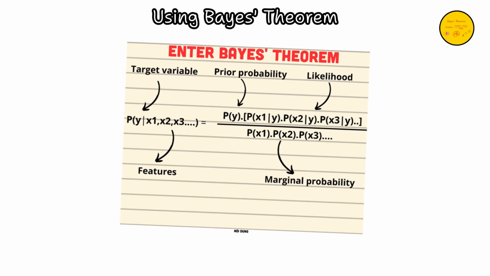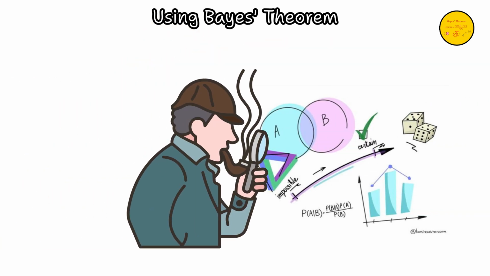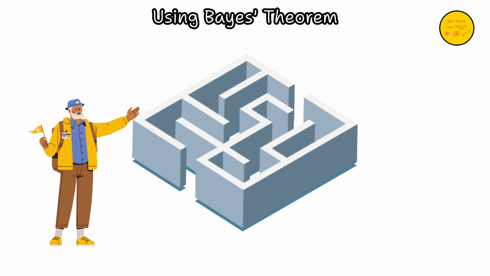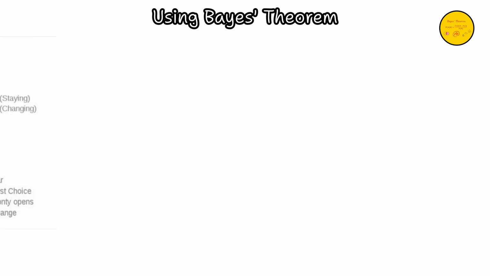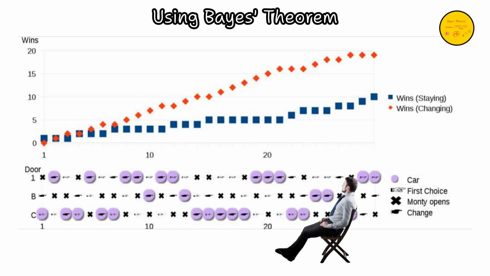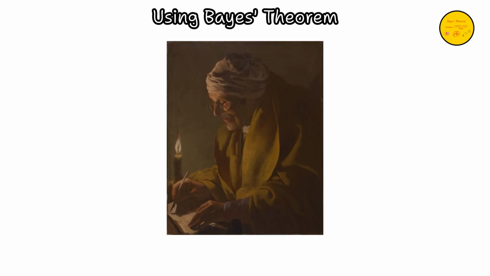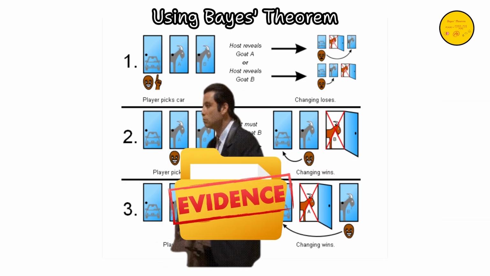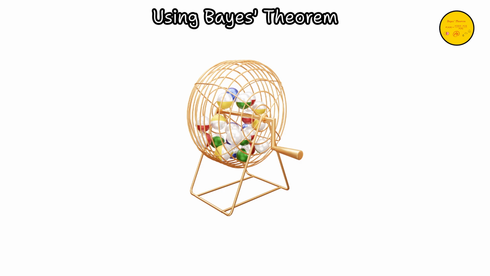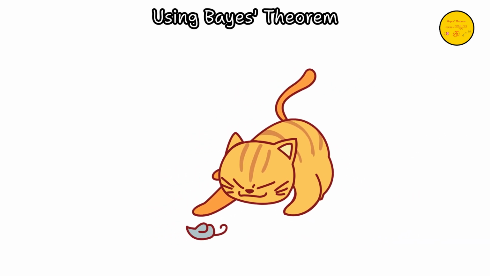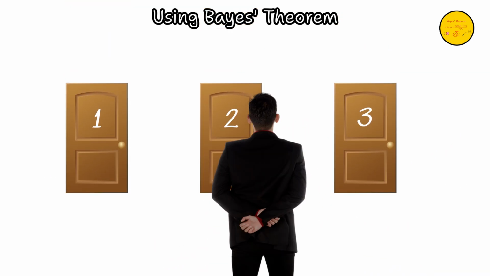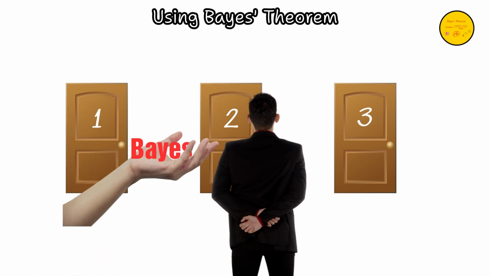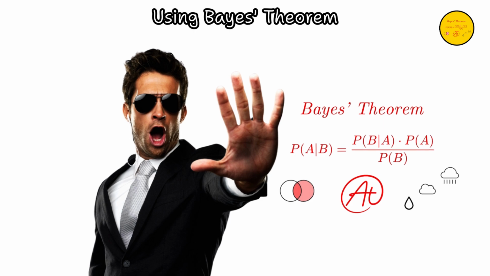Enter Bayes' theorem, the Sherlock Holmes of probability theory. It's like having a mathematical Watson guiding us through this bewildering maze. With Bayes at the helm, we can decode the Monty Hall conundrum like a seasoned cryptographer decrypting ancient scrolls. It's all about updating our bets based on the evidence, turning what seems like a game of chance into a strategic game of cat and mouse. So next time you're faced with Monty and his tricky doors, just remember, Bayes has got your back, turning goats into gold with the flick of a formula.